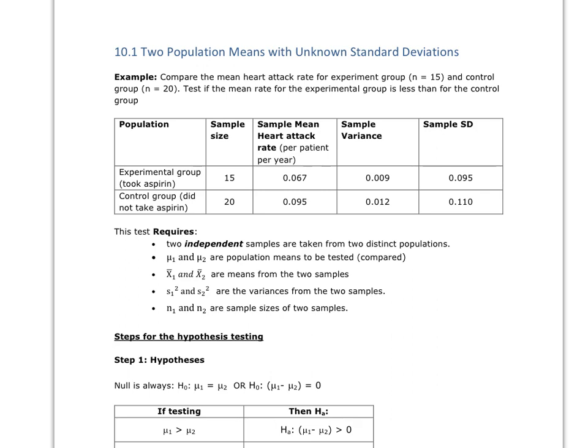And then for the control group, a different sample size. There are 20 in the control group that did not take the aspirin, and the mean heart attack rate is 0.095. And then you see the variance and the standard deviation for that sample.